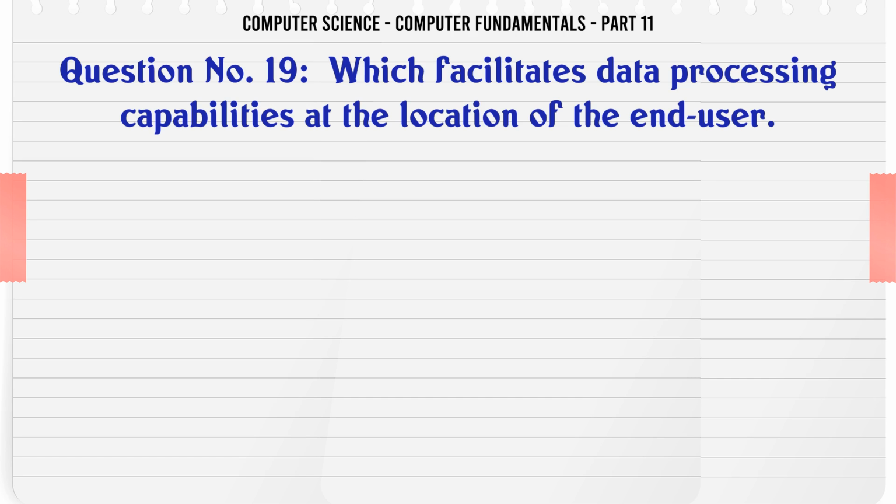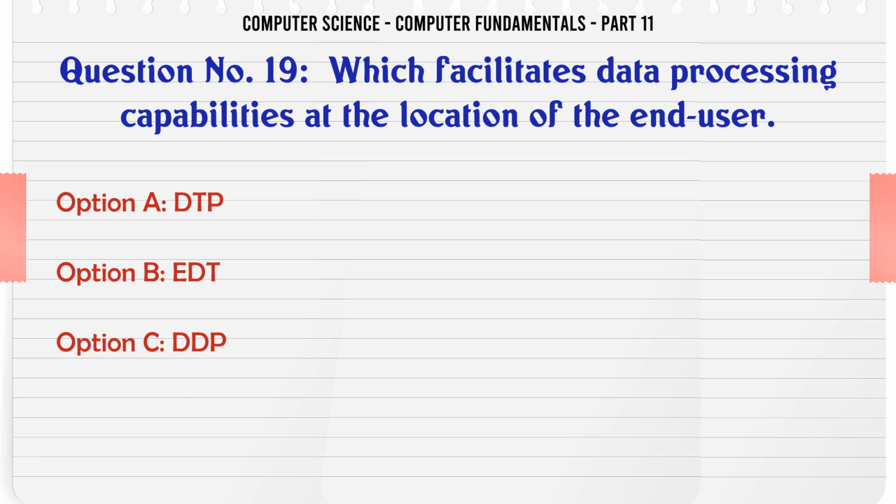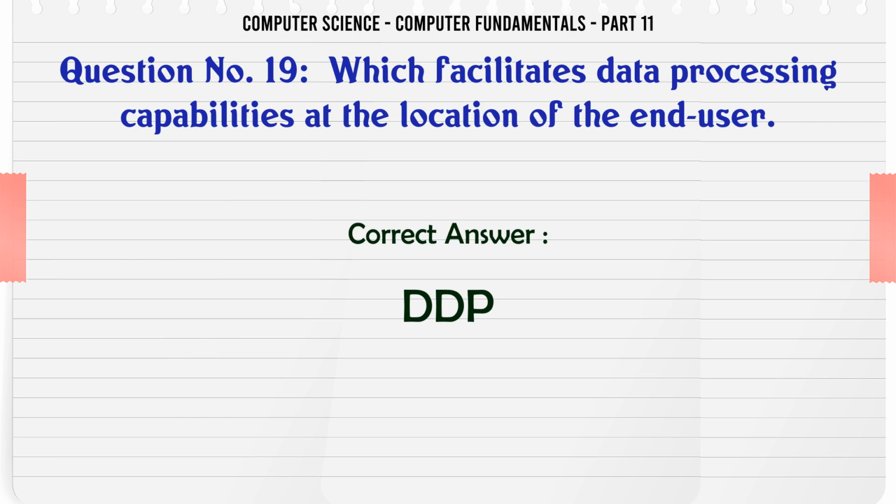Which facilitates data processing capabilities at the location of the end user? A. DTP. B. EDT. C. DDP. D. Fax. The correct answer is DDP.